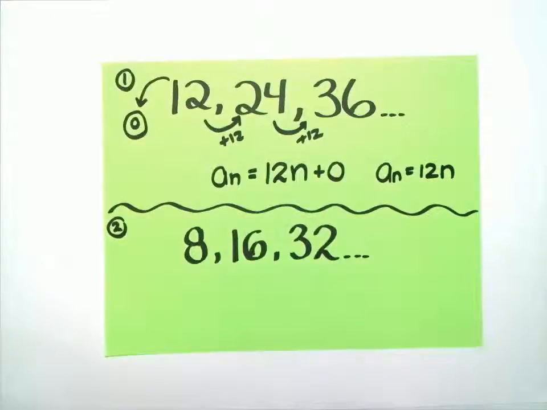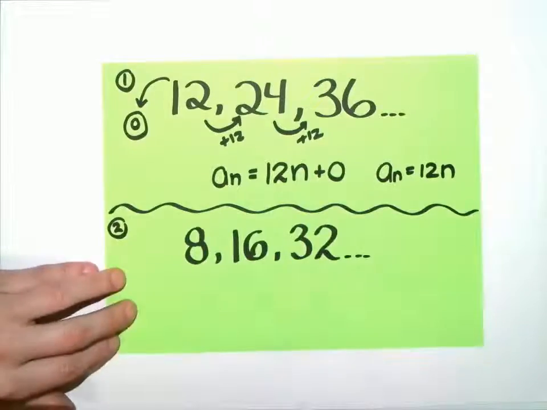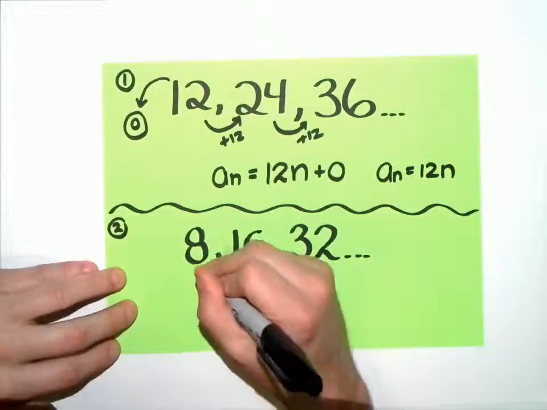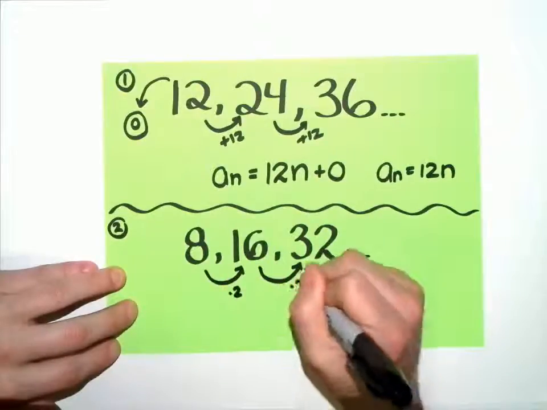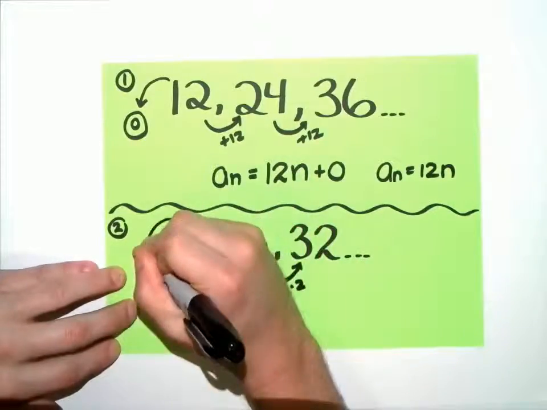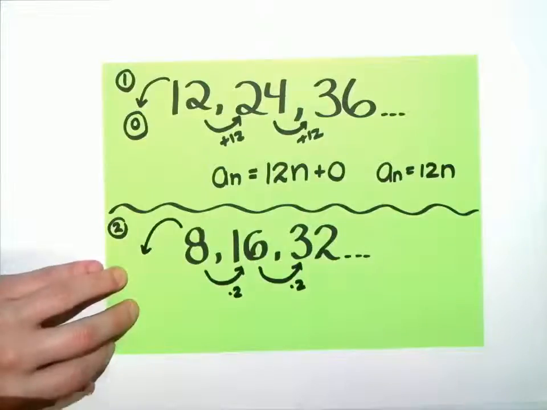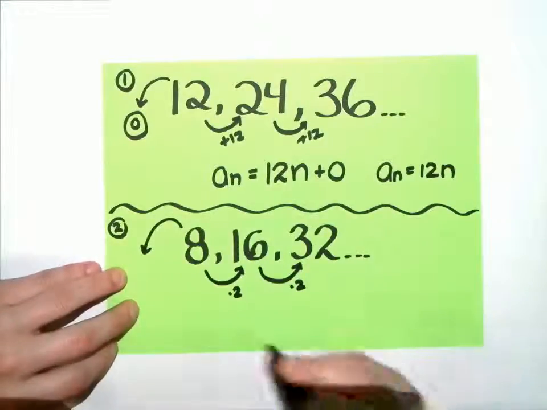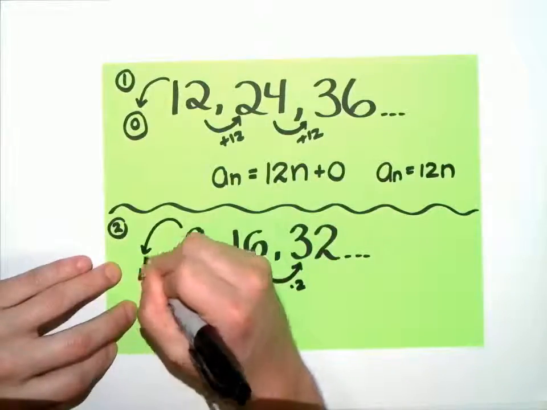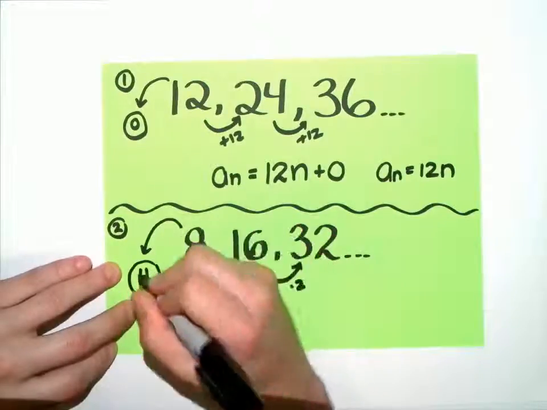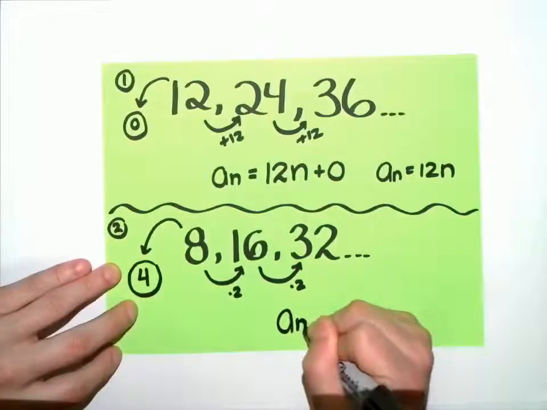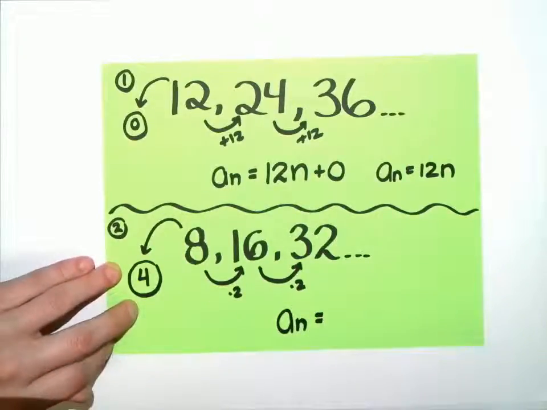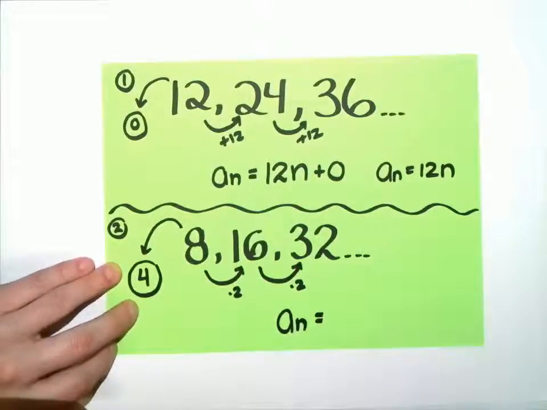Okay, so that one, this question number 2, is a geometric sequence because the pattern is no longer an addition or subtraction pattern. Now we're talking about a multiplication pattern, times 2 and times 2. If we go back to the 0 term, where will the 0 term be? So the 0 term is going to be at 4. Because 8 divided by 2 is 4. And then a sub n is going to equal what? What will this explicit formula be?